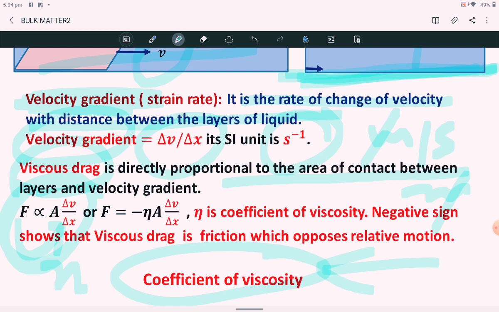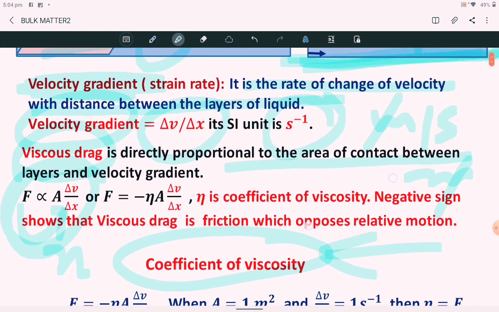So you must be wondering why the minus sign is coming over here. The minus sign is coming just to show that it opposes the relative motion. That's why the minus sign is coming over here.